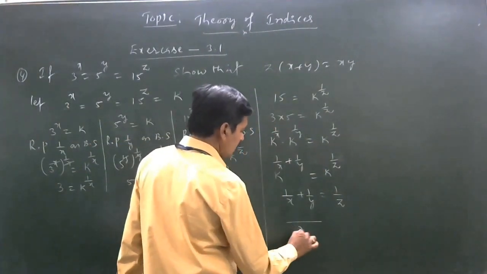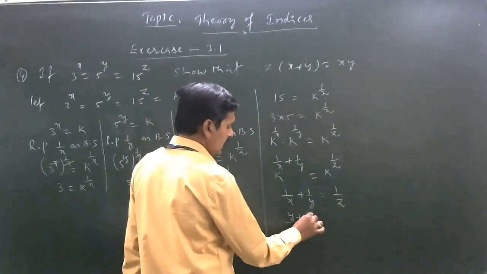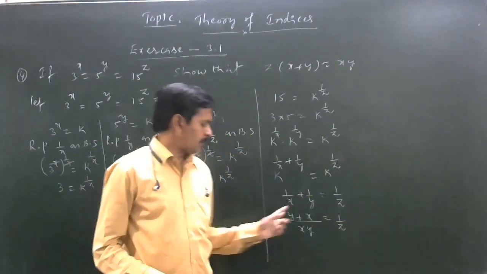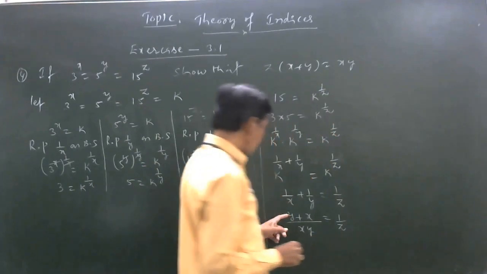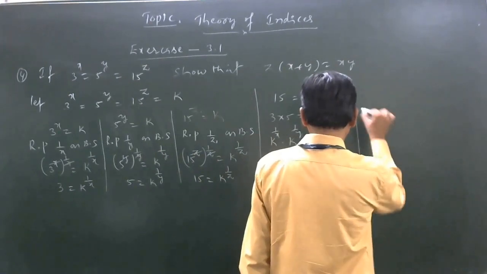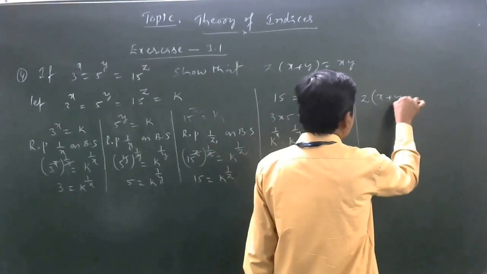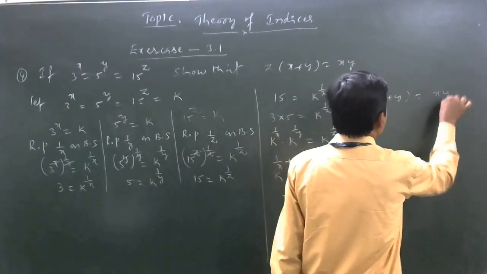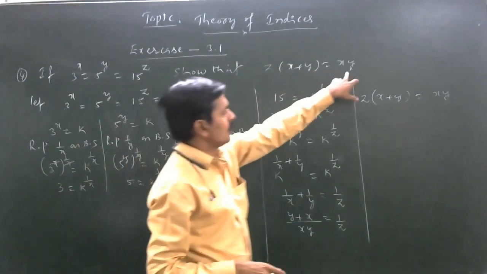Next, taking the LCM, the LCM is x into y. Here x gets cancelled, and here y gets cancelled. Then x plus y over xy is equal to 1 by z. Next, by cross multiplication, z into x plus y is equal to xy into 1. Hence it is shown that z into x plus y is equal to xy.